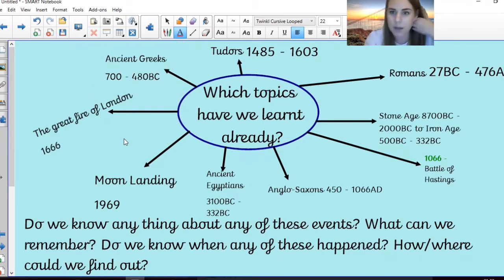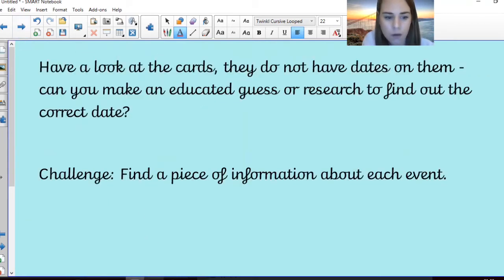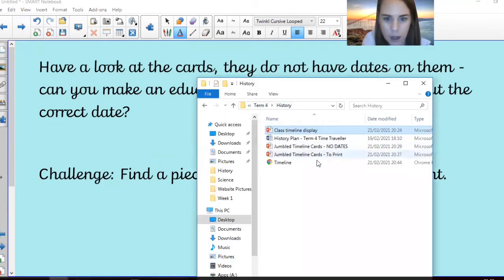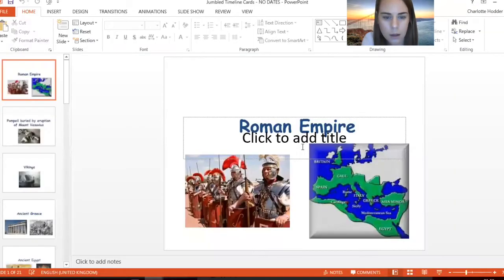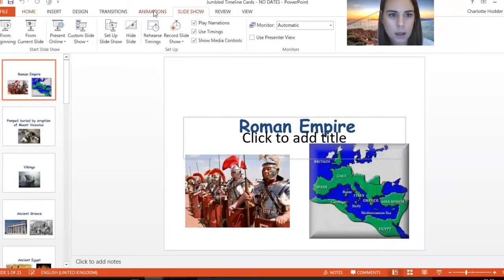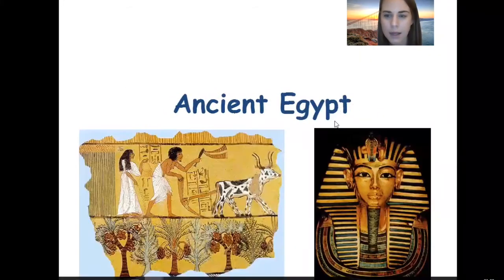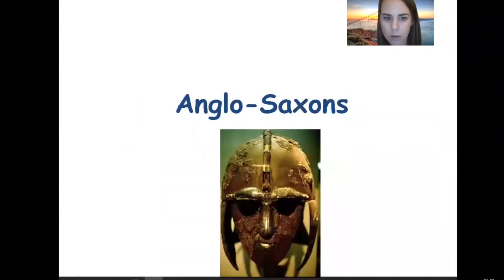Okay, and hopefully you found out a little bit of information about each, because that will just make it so much better. And hopefully you've put a little bit of information underneath each on your mind map. Now, moving on, I have got for you some cards, and they look like this. I'm just going to pop that into a slideshow. They have not got any dates on them. They're not in the correct order.